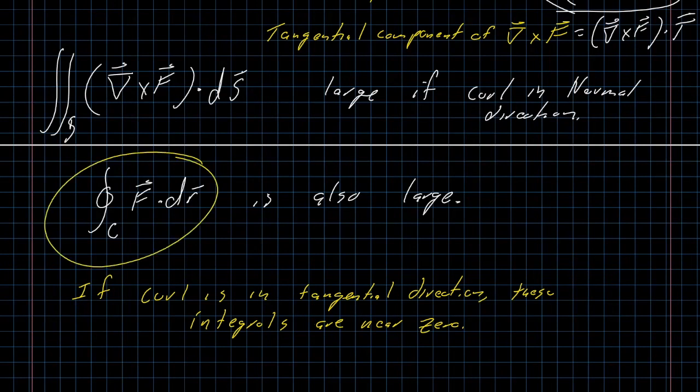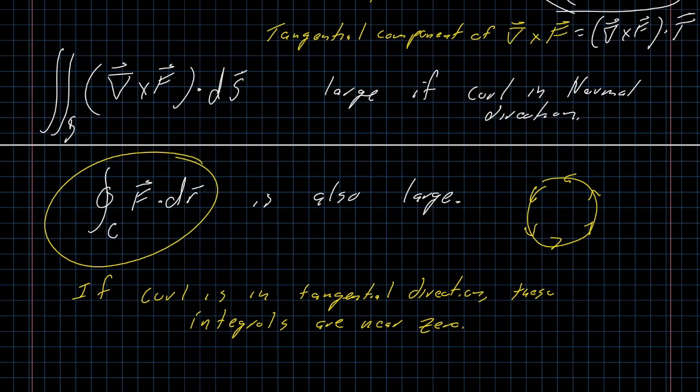And so it's this circulation integral that I want to pay attention to. Remember that circulation is asking us how much is the vector field moving along the circle? If it's moving along the circle predominantly, then that means that the curl is in the direction of the normal vector to the surface.